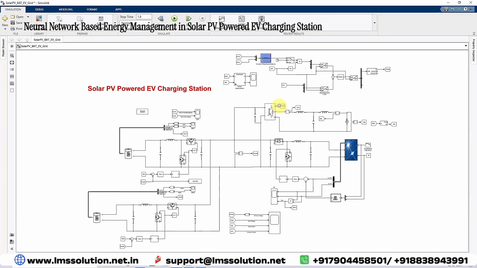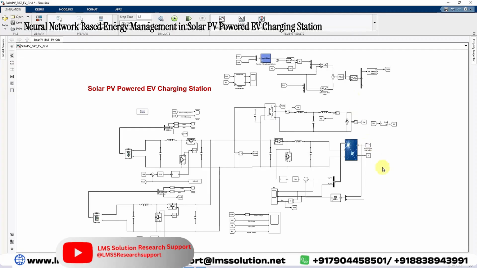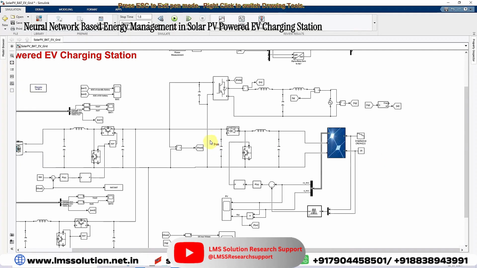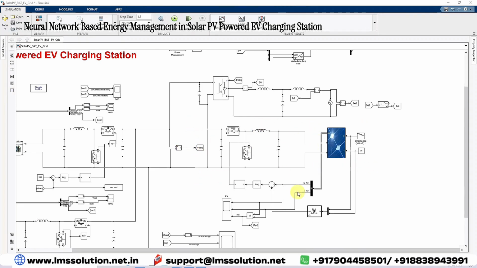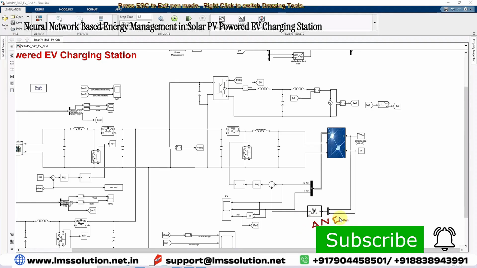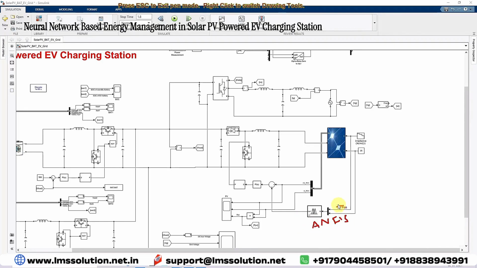This is a simulation we created for a solar PV powered EV charging station. It consists of solar PV array along with the boost converter. This is the solar PV array, and then this is the boost converter, and then we are using ANFIS MPPT here. This ANFIS MPPT receives two inputs. One is irradiation, another one is temperature. Based upon this irradiation and temperature, we provide the voltage at maximum point.